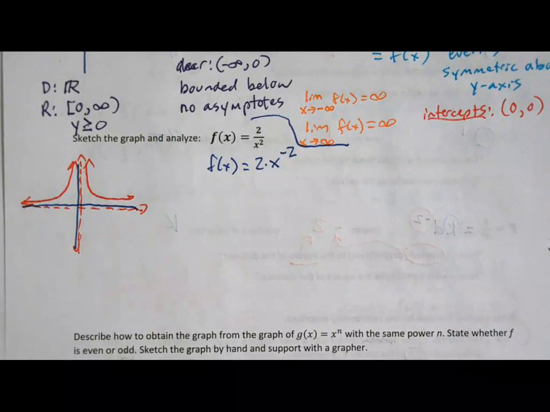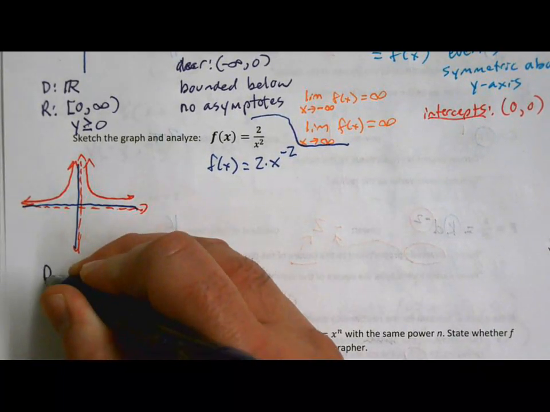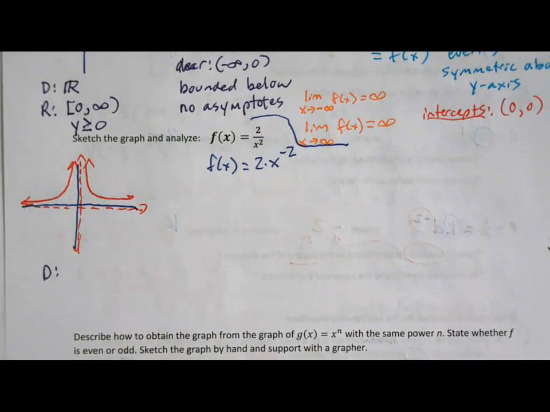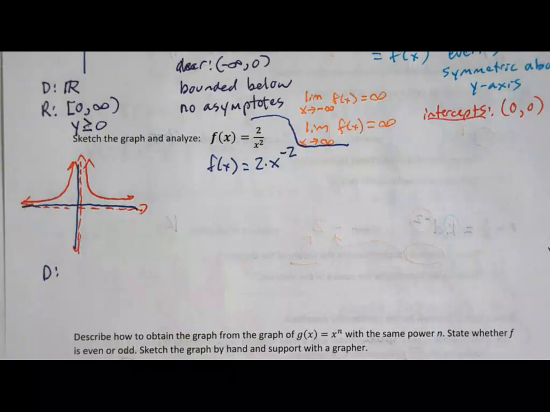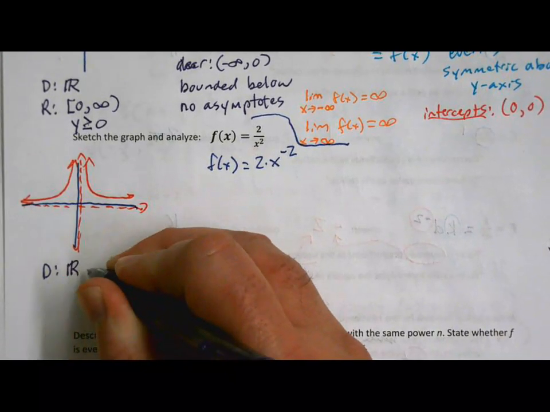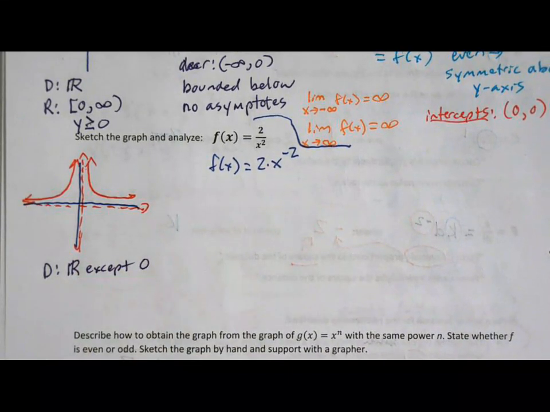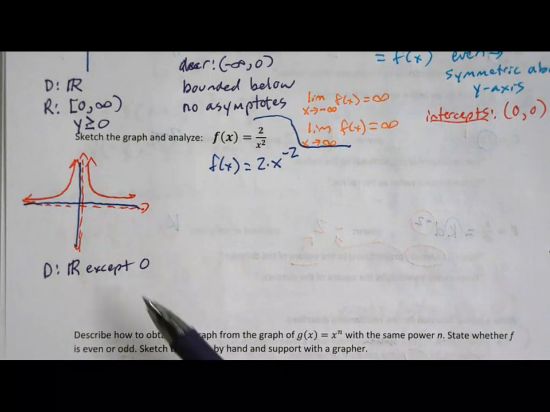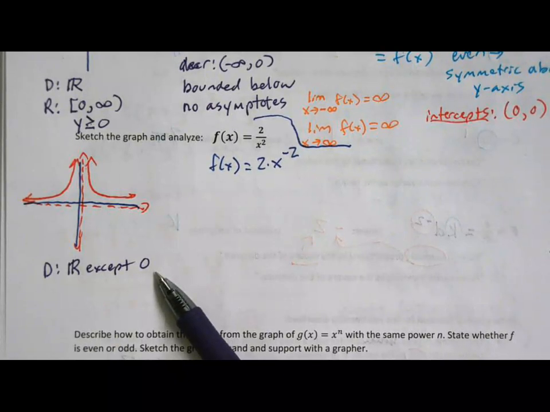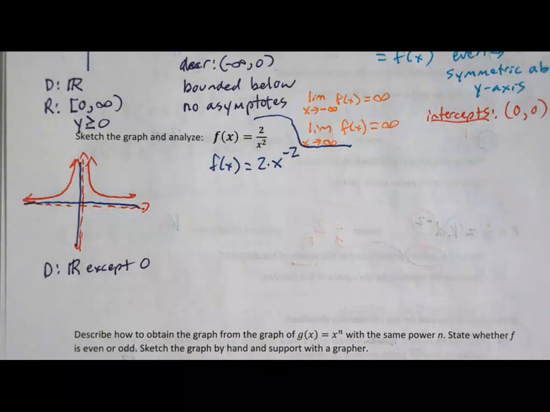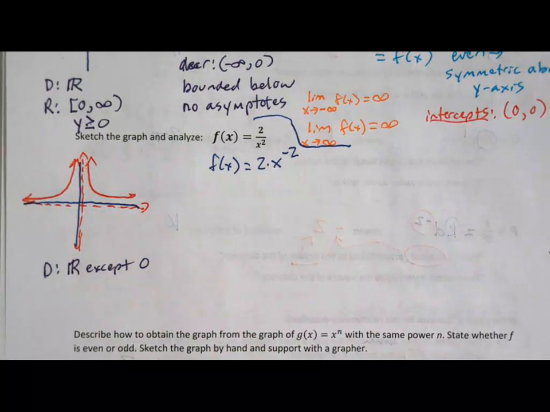The other thing that I wanted to talk about, as far as the domain goes, you're welcome to say it's -infinity to 0 and 0 to infinity. I'm also okay with you just writing all real numbers except 0. You'll see a lot of domains that are going to look like this, especially when we get into rational functions. And it'll be way easier to just write all real numbers except 0, 3, and -5 than to write -infinity to -5 and -5 to 0 and 0 to 3 and 3 to infinity.